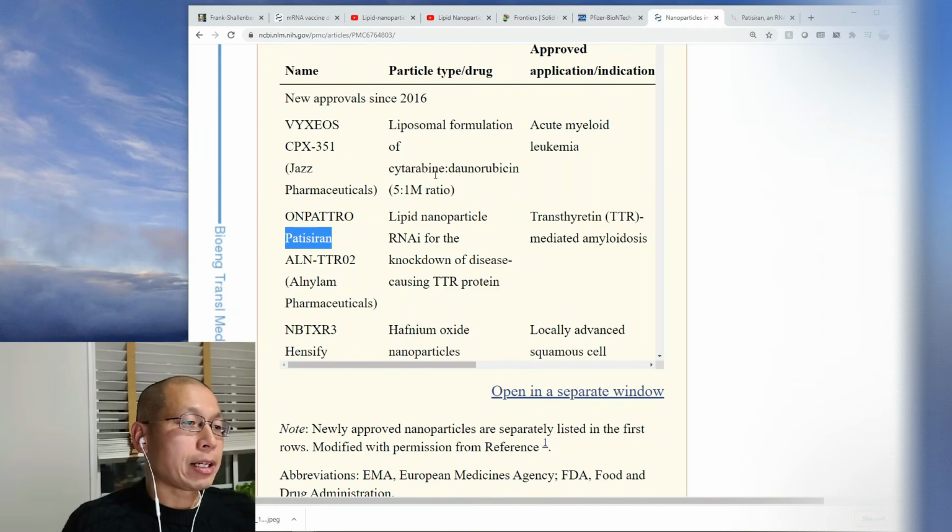Then I tried to find out, is there any lipid nanoparticle that's been approved for human use? And there's exactly one, and it's this one. The trade name is Onpatro, and the generic name is Patisiran. Evidently, this is not an mRNA drug. This is an siRNA drug, small interfering RNA, and it's to treat this really rare disease called transthyretin-mediated amyloidosis.